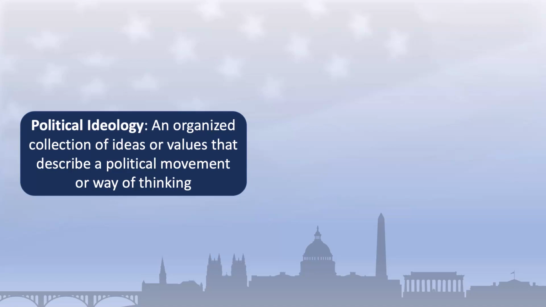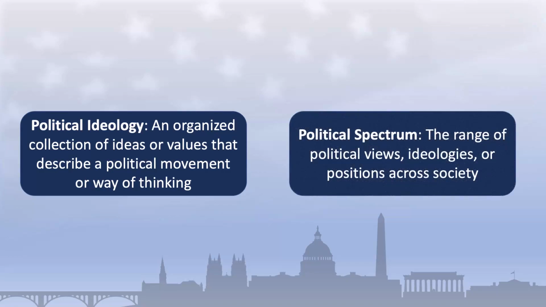While political ideologies may contain some contradictory elements, we normally think of them as a comprehensive set of beliefs about the role of government, the nature of politics, and the relationship between individuals and society. Those beliefs normally translate into political action, including voting and other forms of political behavior. We typically position such political ideologies across the political spectrum, showing the range of political views or ideologies across society.